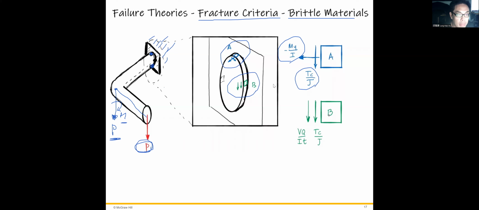For point B, the moment acts as a torque, so point B will feel torsional stress, and it's the maximum torsional stress. And the force P acting at point B will produce transverse shear stress.